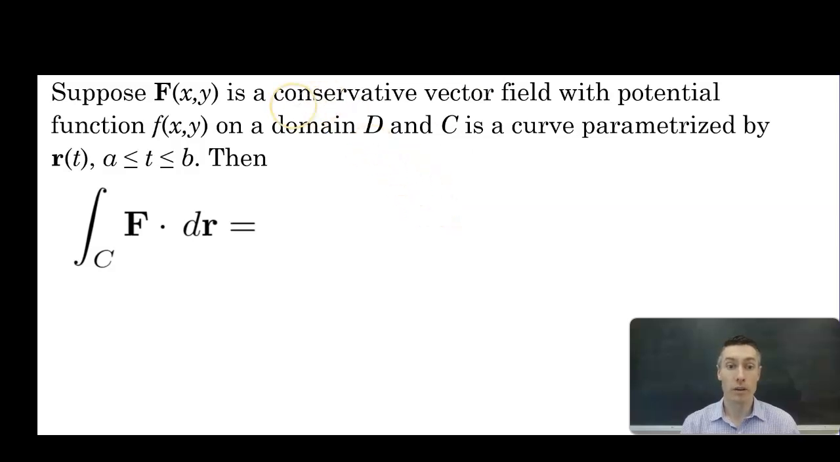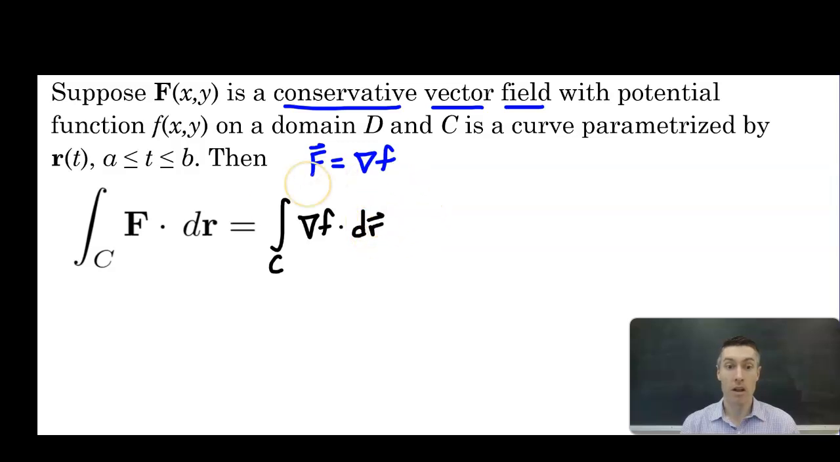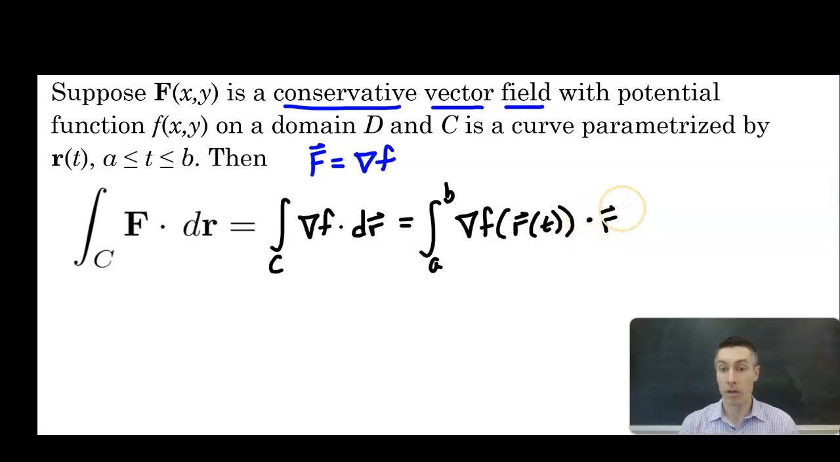So step one, since we have a conservative vector field, we can express the vector field as the gradient of the potential function. So this allows us to rewrite the integral along C of the gradient of f dot dr. Now we can define everything in terms of t, like we would normally do to evaluate. So integral from a to b of the gradient of f in terms of t, which we use the parameterization r of t for, dotted with r prime of t dt.